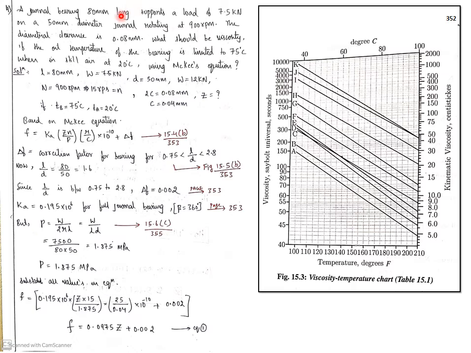Next. So this is a problem based on journal bearing. A bearing 80 long supports a load of 7.5 kilonewton on a 50 diameter journal rotating at 900 rpm. The diametrical clearance is 0.08. What should be the viscosity of the oil if the bearing temperature is limited to 70 degrees Celsius when the surrounding still air is at 20 degrees Celsius, using Mackey's equation?